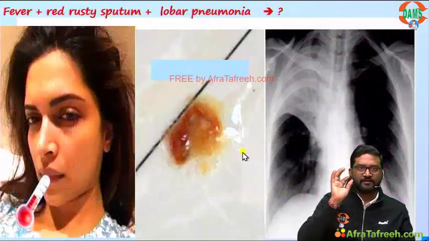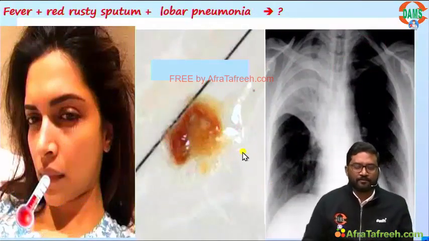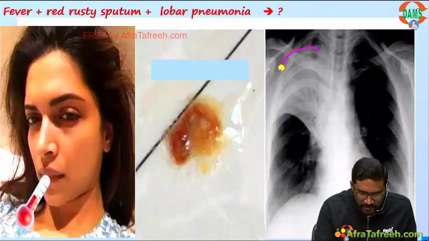Starting with fever, red rusty sputum, lobar pneumonia. Quickly tell me, what is this organism? This is a pneumonia happening to a segment.